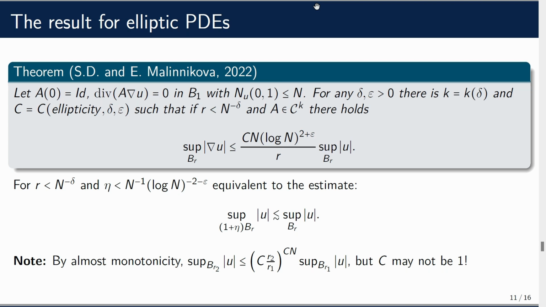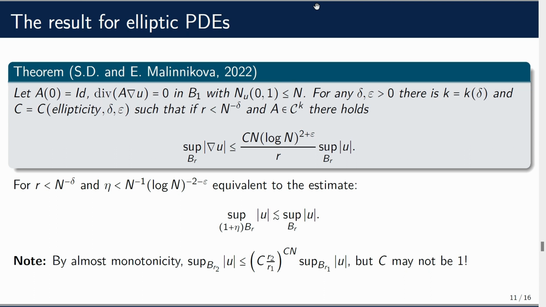By almost monotonicity of this frequency function, you can get that the supremum over a ball of radius R2 is controlled by a constant c times the ratio of the radii to the power n times the supremum over the smaller ball. But this constant c is not 1, right? If you follow the proofs for almost monotonicity, you can't get it to 1 in an obvious way.